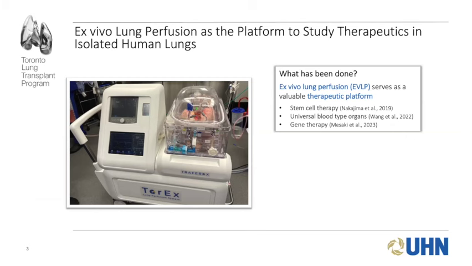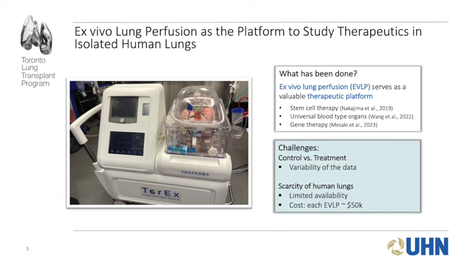But when you think about the conventional clinical study design, there are a number of challenges we need to consider. First, when comparing the control and treatment arms, the large variability within the data causes results interpretation to be significantly challenging. Secondly, the scarcity of human lungs limits the availability of lungs we can use for research testing, as this is very different from using, for example, cell cultures or animal models. And additionally, this is also very costly. Each EVLP alone would cost around $50,000.